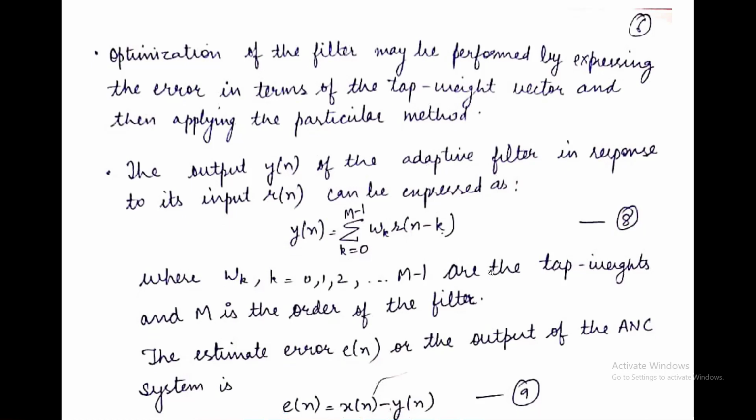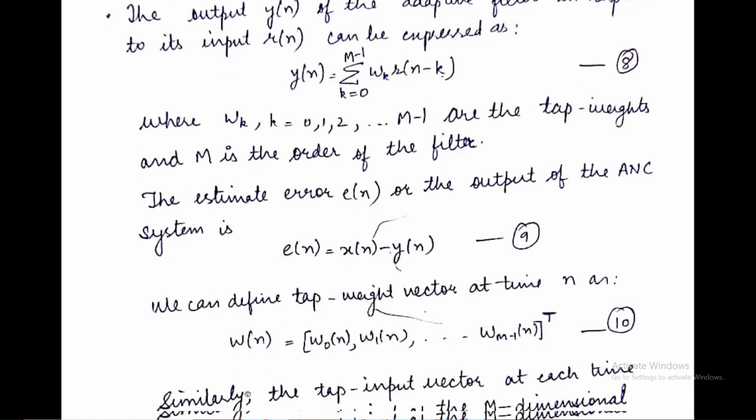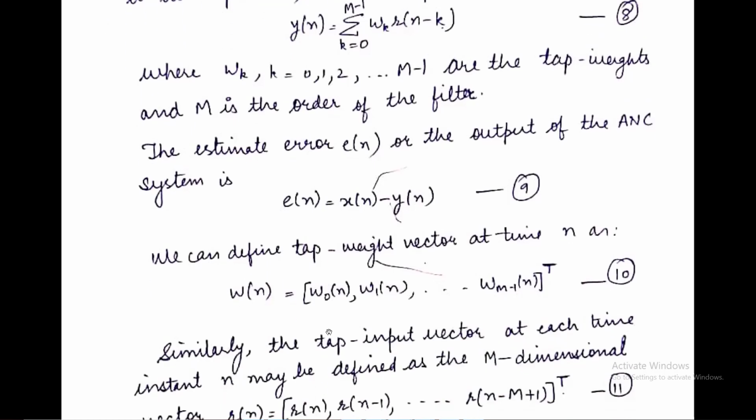So the estimated error, which is En, or we can say the output of the adaptive noise canceller, will be En is equal to Xn minus Yn, as we have already seen. So we can define the tap weight at time n as Wn, which, because we are considering an M order filter, will be W0 n, W1 n up to Wm minus 1 n, transpose. We are taking it in terms of a matrix.